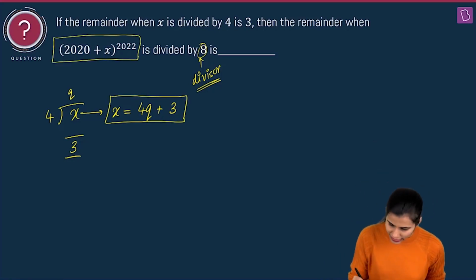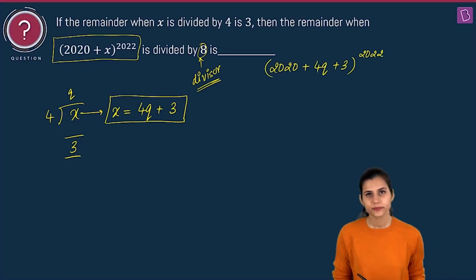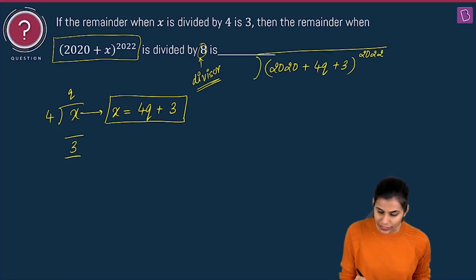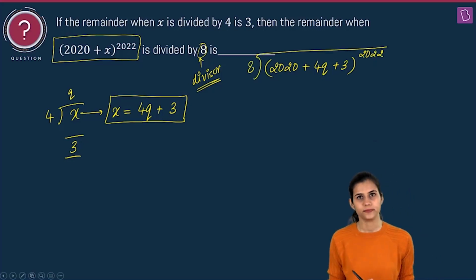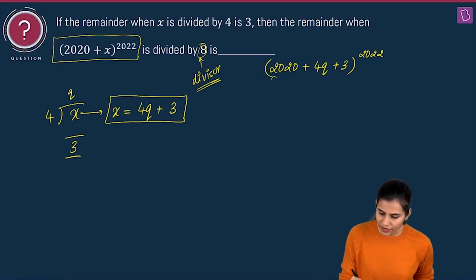So what is the quantity? The quantity is (2020 + x) = (4q + 3) raised to the power 2022. I want to find out the remainder which I get when I divide this complete jumbo quantity by 8. Fine. Okay, let's first of all work upon simplifying this.